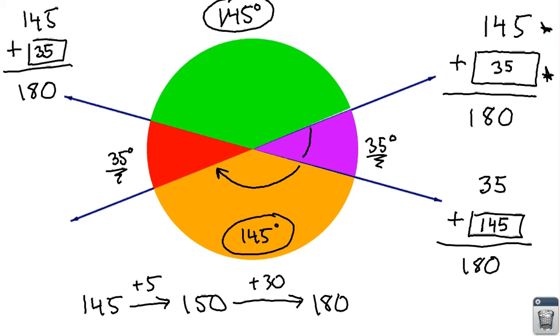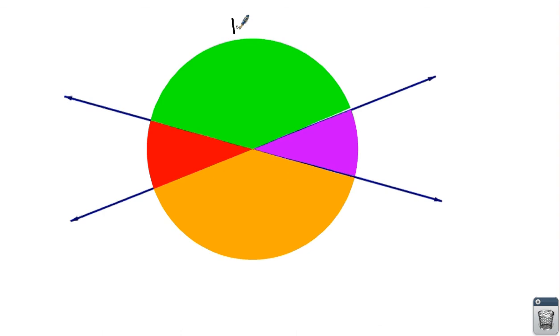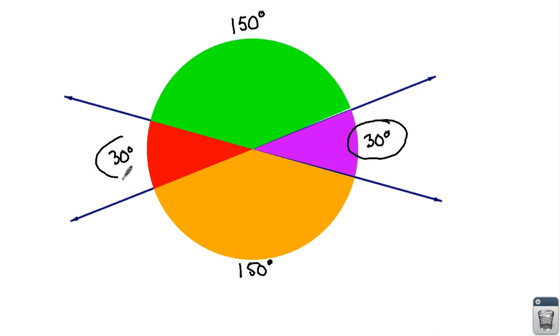Let's try that reasoning again, a little faster this time, but rather than starting with 145, I'll start with 150. Here goes. The green together with the purple make a straight line, so we need to add the amount that will take us to 180. The answer is 30. The green together with the red make a straight line. Again, we need 30 to take us to 180. Red plus orange must be 180, so this must be 150. It seems awfully compelling to conclude that each pair of vertical angles, 30, 30, 150, 150, must be congruent to each other.